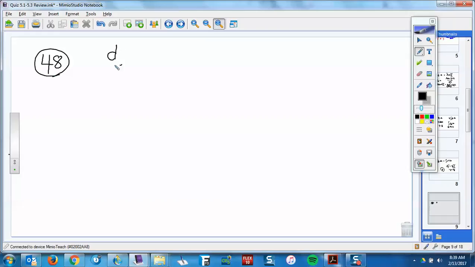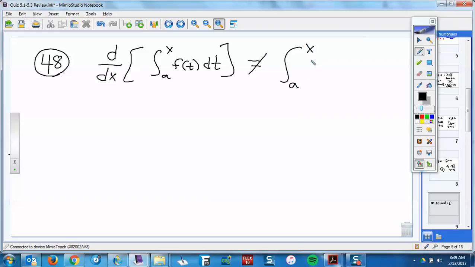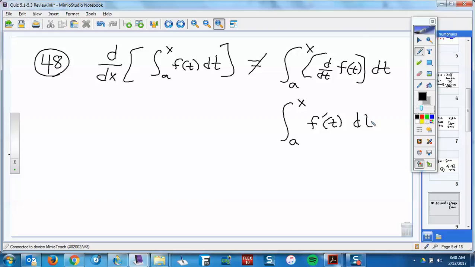48 says, okay, on the one hand, you've got the derivative of the integral from a to x of little f of t dt. And you're supposed to show that that is not equal to the integral from a to x of the derivative with respect to t of f of t dt. Now, what is this right here? Derivative of little f. Isn't that just f prime? Isn't it? Right? So we're supposed to show that these are not equal. Now what is this right here? Isn't that just little f of, no, x. When it comes out of there, it's got an x in it, right?